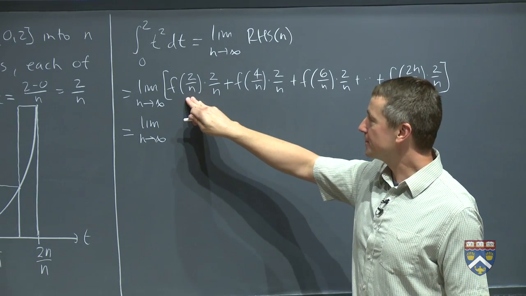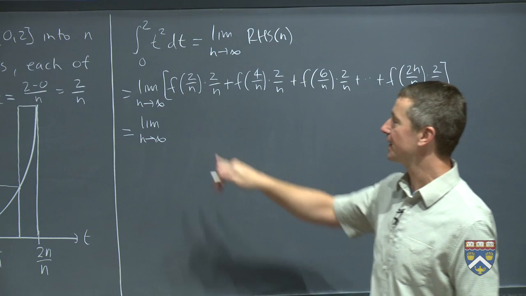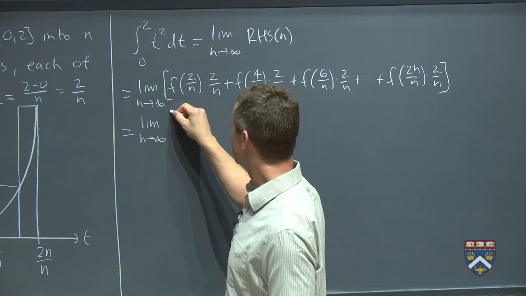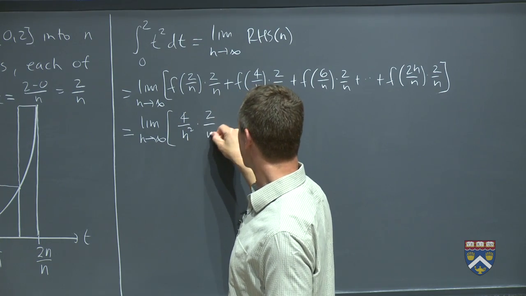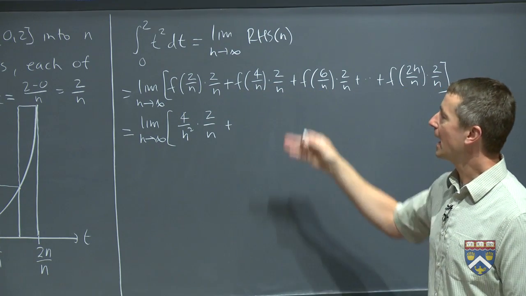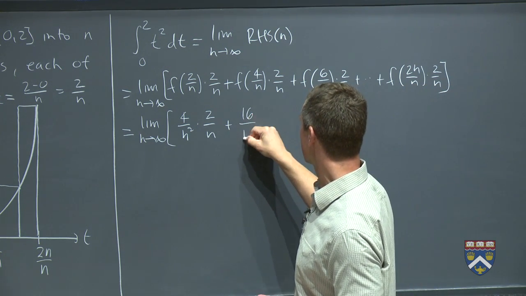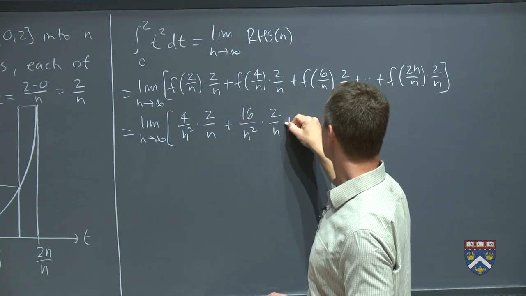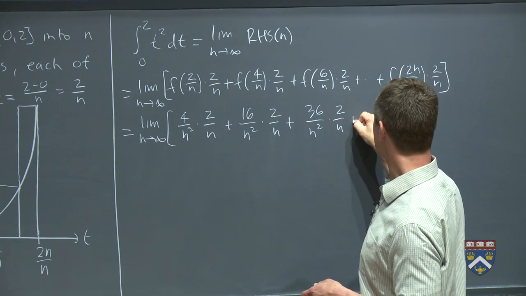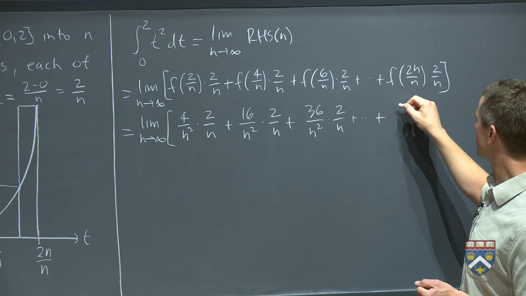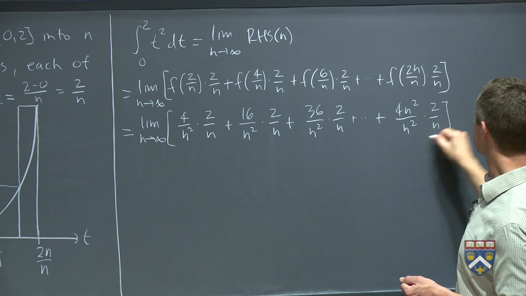Let's figure this out. F of 2 over n. What is our function f? F of x is x squared here. F of t is t squared. So if I square 2 over n, we get 4 over n squared, still multiplied by this 2 over n. F of 4 over n means you take 4 over n and you square it. So that gives us 16 over n squared times 2 over n. And then 36 over n squared times 2 over n. When we square this, we get 4n squared over n squared times 2 over n.